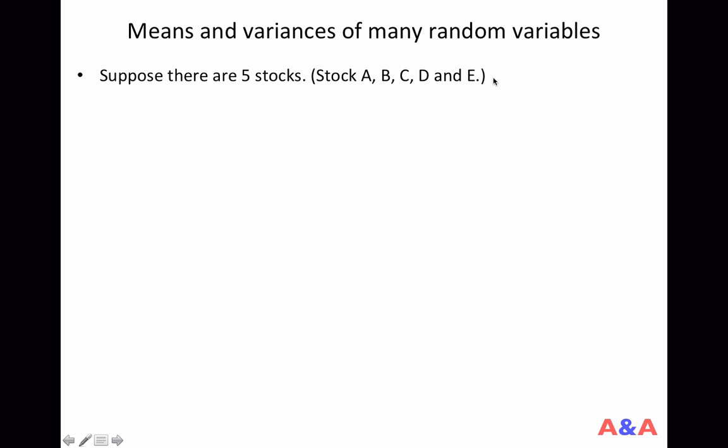Suppose you're an investor and you're going to invest in these 5 companies' stocks, okay? And you are interested in the returns of these 5 company stocks. So random variables here are stock returns of these 5 companies. So there are 5 random variables in this example.